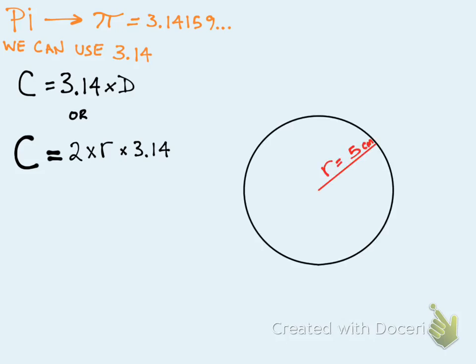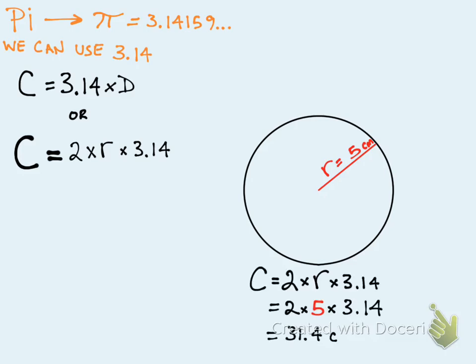Here's a circle that has a radius of 5 centimeters. Let's use our formula to solve for the circumference. The formula we're going to use is the one that has the radius in it. So it's going to be 2 times the radius times 3.14. And we replace the radius by 5. We multiply everything together, and we find out that the total length around the circle, the circumference of the circle, is 3.14 centimeters.